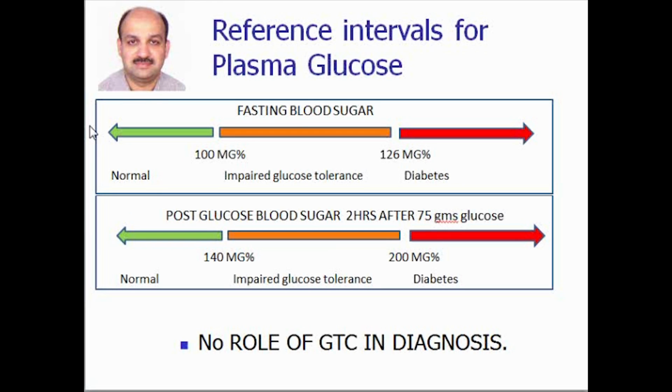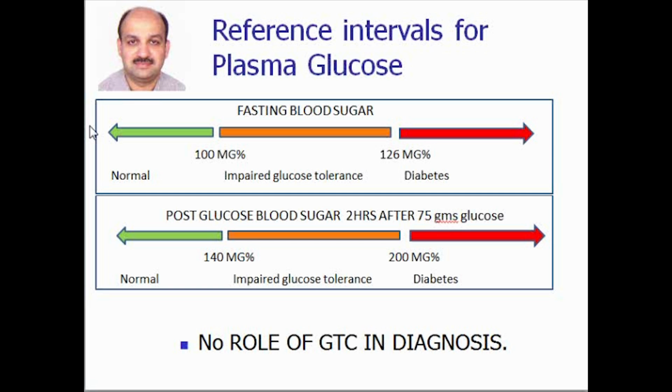What are the reference intervals for plasma glucose? Basically, as I mentioned, we do two tests. The first test is fasting blood sugar and the second test is post glucose blood sugar. For fasting blood sugar, the patient comes with at least 6 to 8 hours of fasting, and the blood is drawn and the blood glucose is measured.